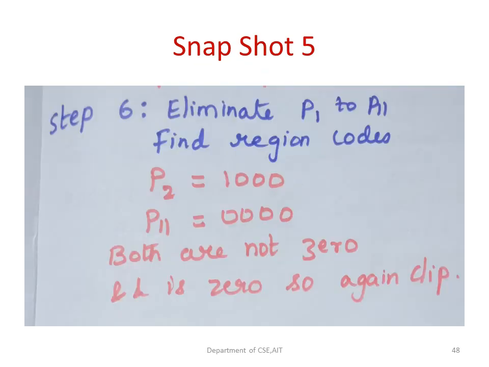In the next step, we are going to eliminate the line from P1 to P11 and reassign the region codes. Now the region code for P2 is 1000, and the region code for P11, because it is now part of the clipping window, since it cuts through the clipping window, becomes 0000. Both of them are not equal to 0, so I am going to perform a logical AND operation, which turns out to be 0, which indicates that some part of the line is partially inside.